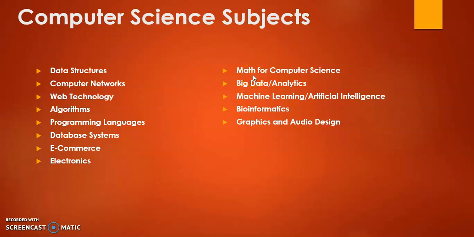Machine learning, artificial intelligence. Computers are getting smarter every year, and artificial intelligence might have a bad reputation thanks to popular culture. It could be a useful tool and is definitely on the horizon.